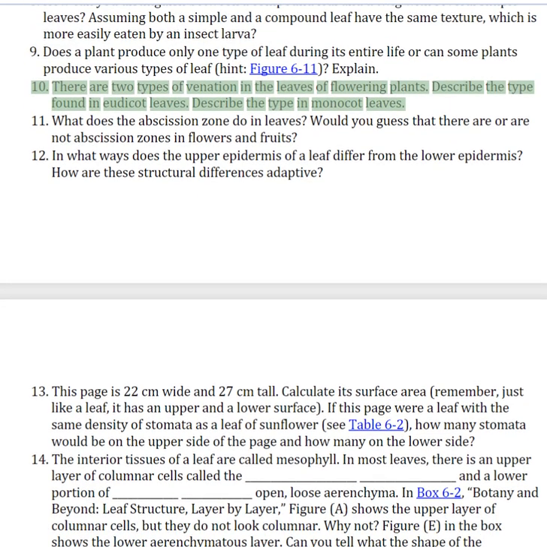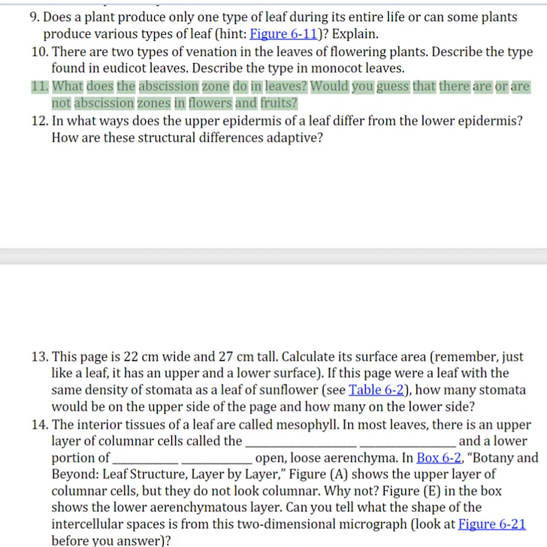10. There are 2 types of venation in the leaves of flowering plants. Describe the type found in eudicot leaves. Describe the type in monocot leaves. 11. What does the abscission zone do in leaves? Would you guess that there are or are not abscission zones in flowers and fruits?